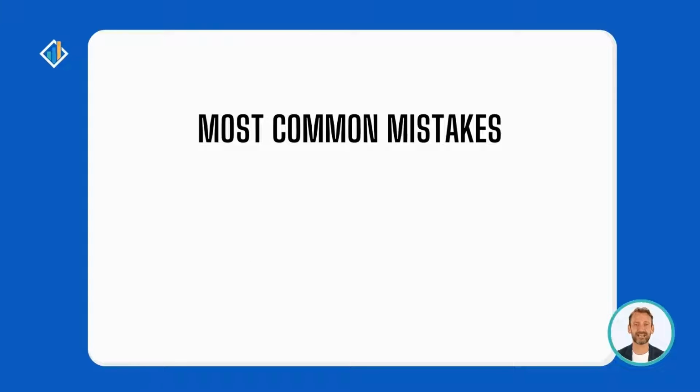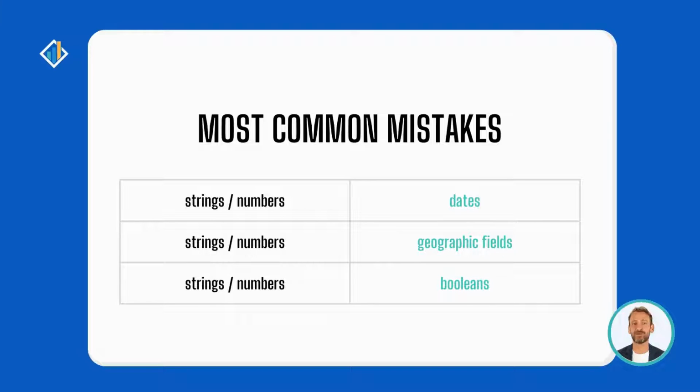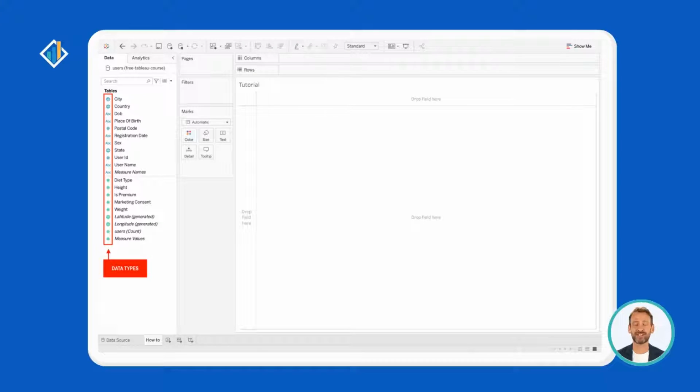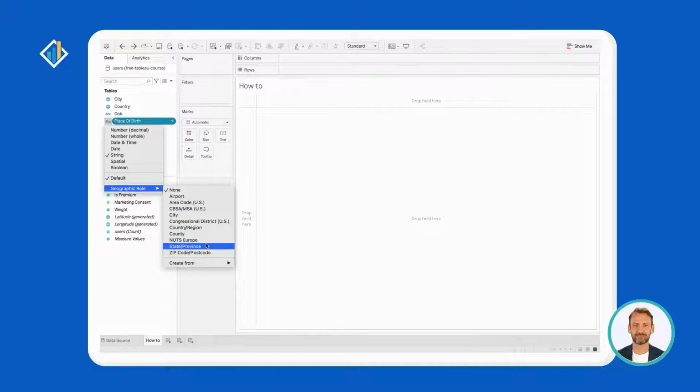The most common data type mistakes are strings instead of dates, strings or numbers instead of geographic fields, strings or numbers instead of booleans. Changing the data type in Tableau is straightforward. First, click on the symbol beside the field of interest. Then, select the correct data type. The process is still the same in the case of geographic information. The only difference is that you need to specify the geographic level of the data.